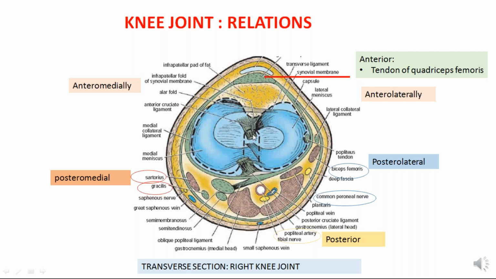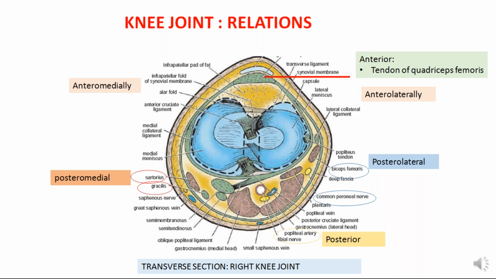Now the relations, anterior relation. What should be the anterior relation of the knee joint? Yes, it is the quadriceps femoris tendon or ligamentum patella. The relation anteromedially would be the medial patellar retinaculum, which is the expansion of vastus medialis. Anterolateral relation would be the lateral patellar retinaculum, which is the expansion from the vastus lateralis.